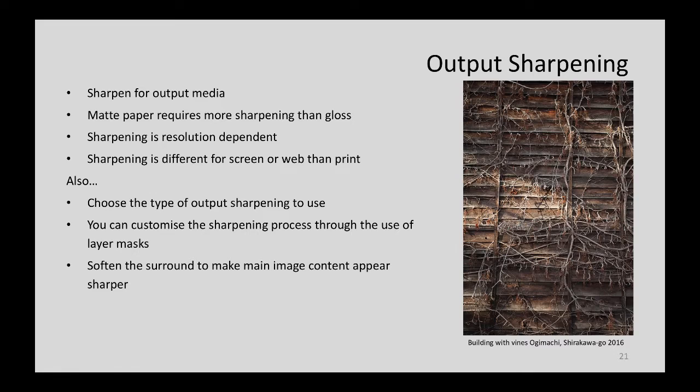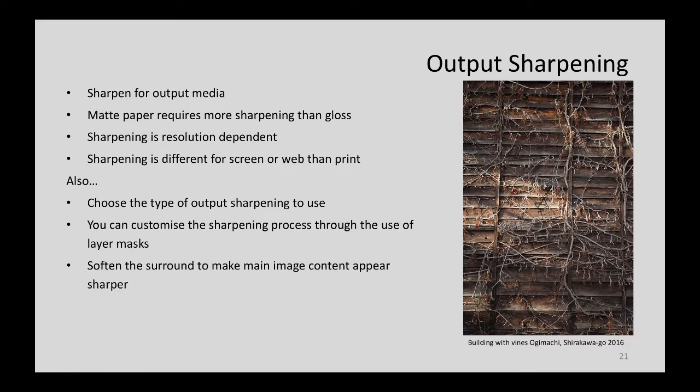You can also think about this if you have an image that is overall a bit soft. If you sharpen and then reduce the sharpening to other areas around, once again, the important part of your image, it may appear sharper.